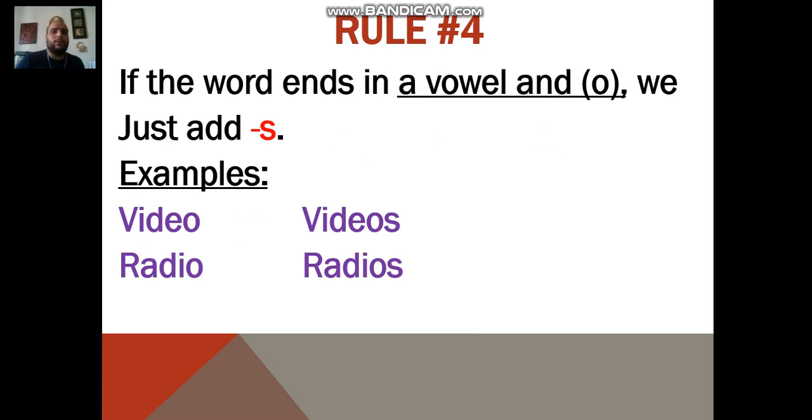Rule number 4: if the word ends in a vowel and O, easy, I'm going to add an S. If it ends in a consonant plus O, just like in tomato, which ends in TO, and the T here is a consonant, so I have to add ES. You see, consonant plus O means ES. Vowel plus O means S in the plural.